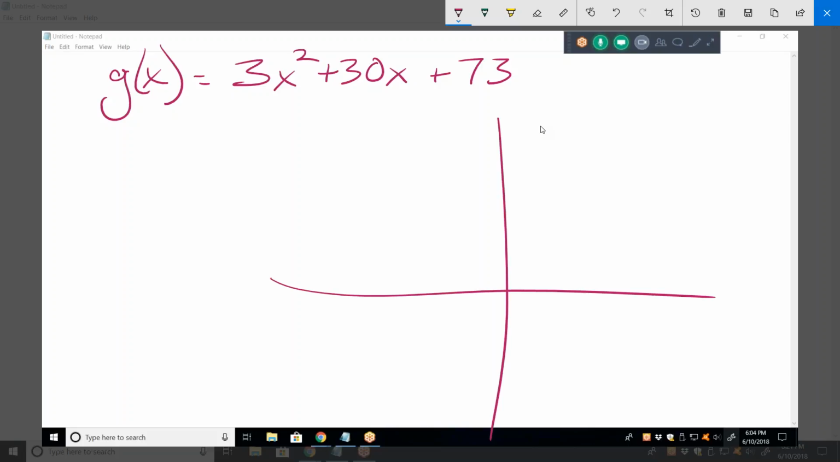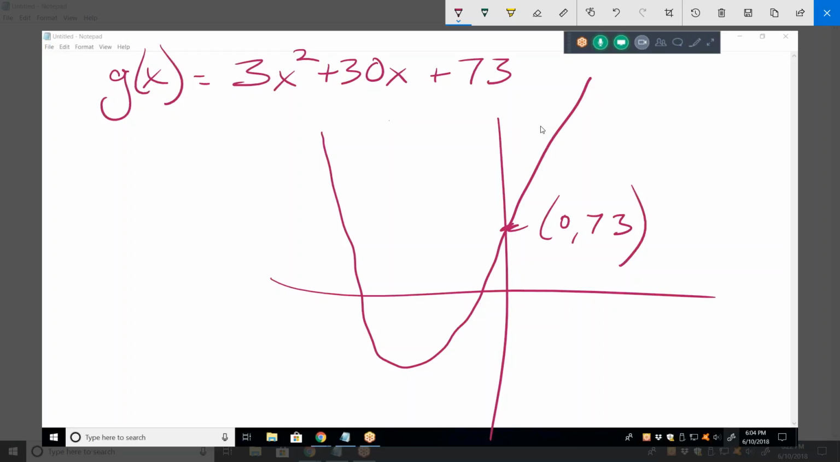What's the shape of this thing? It's going to be a parabola, and it's going to have a minimum because it's going to go to infinity upwards. It opens up. So I don't know what it looks like, but I do know it goes through 73. So we'll assume it looks something like this, where that's 0,73. So you're right. By the fact that it opens upwards, we're looking at a minimum.